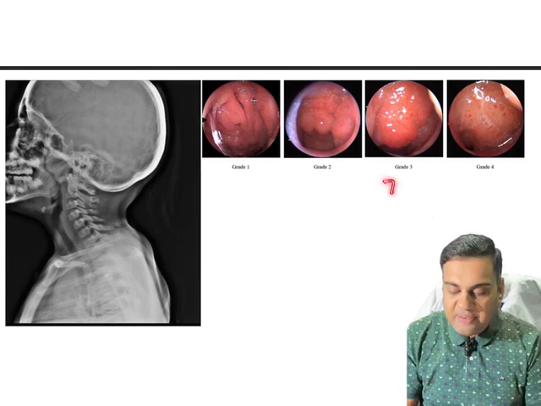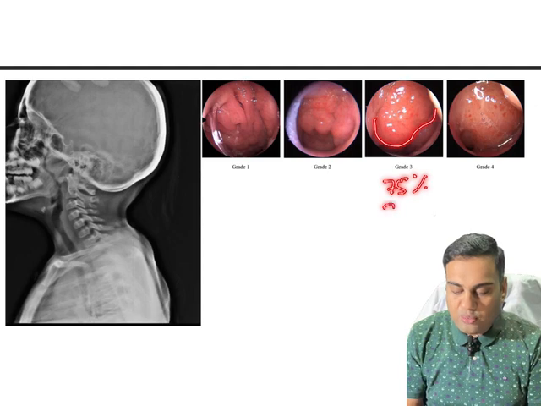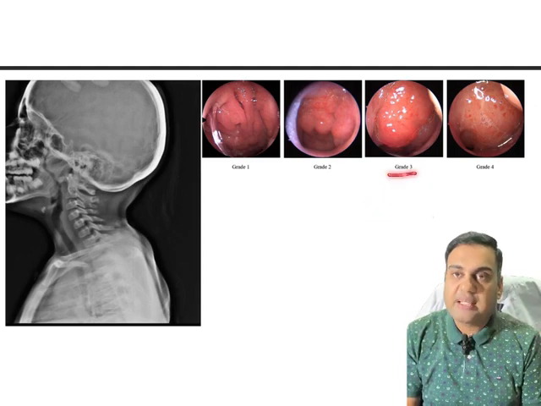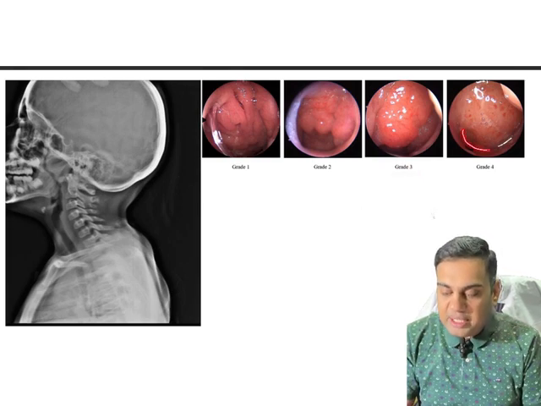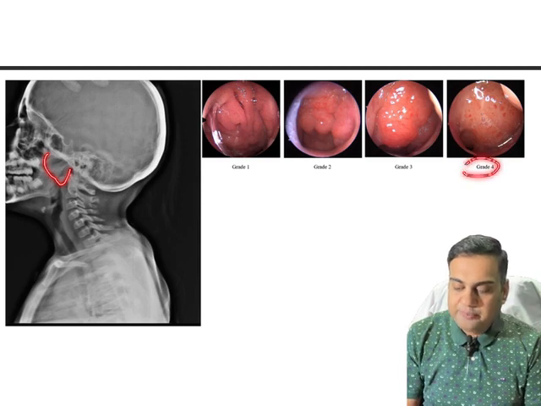If it is nearly 75% occupying, meaning more than 2/3 of the nasopharynx but not complete obstruction, we will label it as grade 3. And if it is completely occupying like something like this, then it is a grade 4 tonsil.